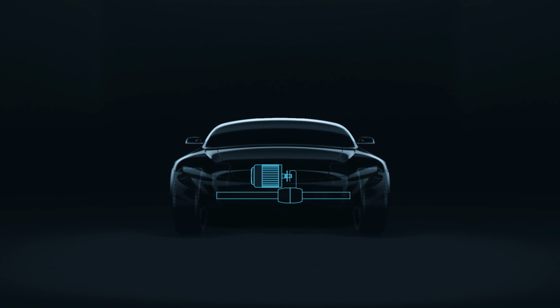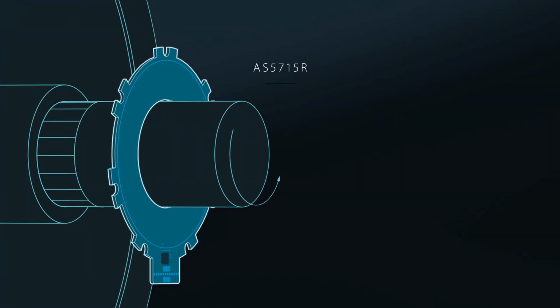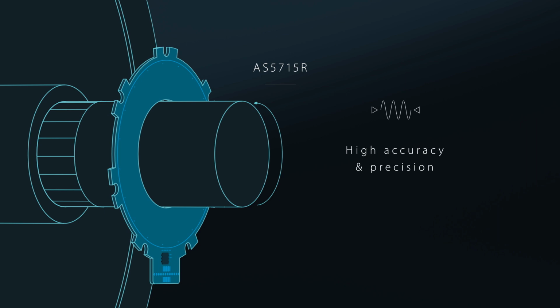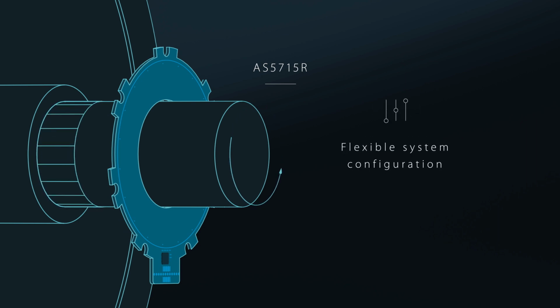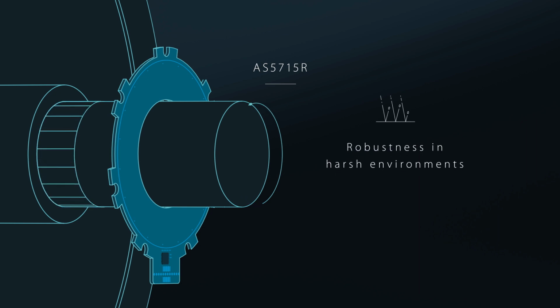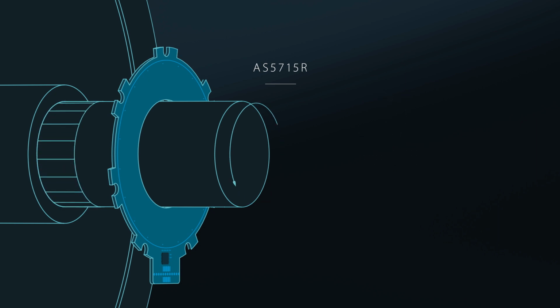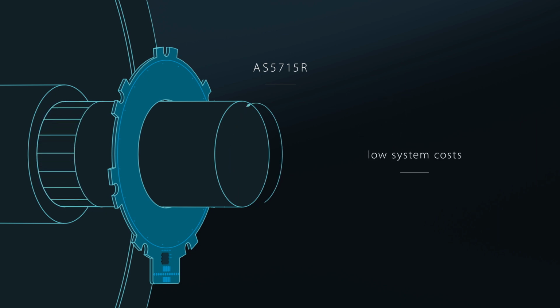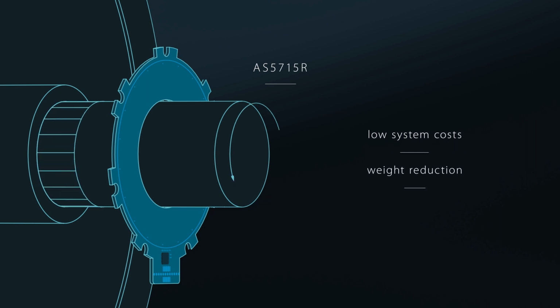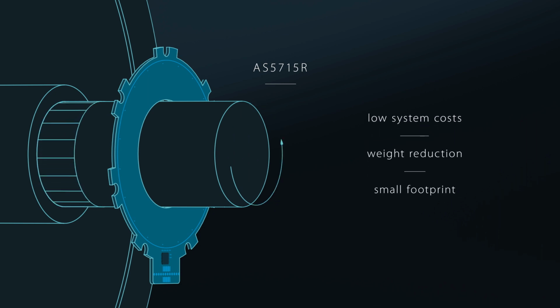AMS's new inductive sensor, the AS5715R, delivers high accuracy and precision. Its design allows flexible system configurations, it is robust, even in harsh environments, and it is completely immune to unwanted stray fields. Inductive sensor solutions from AMS enable significantly lower system costs, weight reductions, and a smaller footprint. Therefore, they are perfect cost-effective replacements for conventional resolvers.